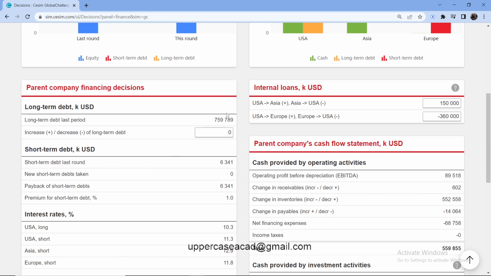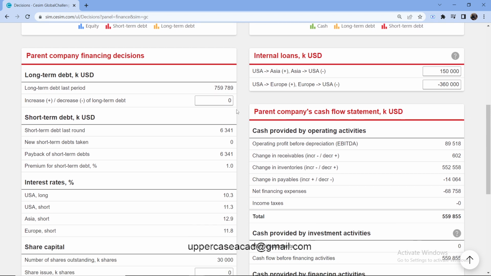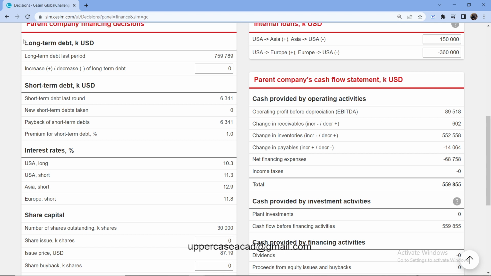So if we move down, I have my parent company financial decision. Under my long-term debt, this is where I'll take long-term debt. Let's say I run short of cash and I want to obtain cash, I'll take my long-term debt. So I'll come here. If I want to get the money, I'll put here a positive value. And if I want to pay the money back, I'll put here a negative value.